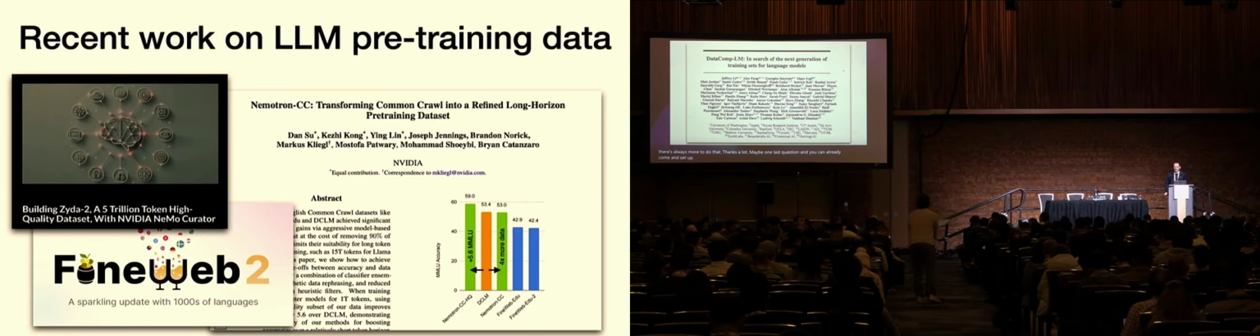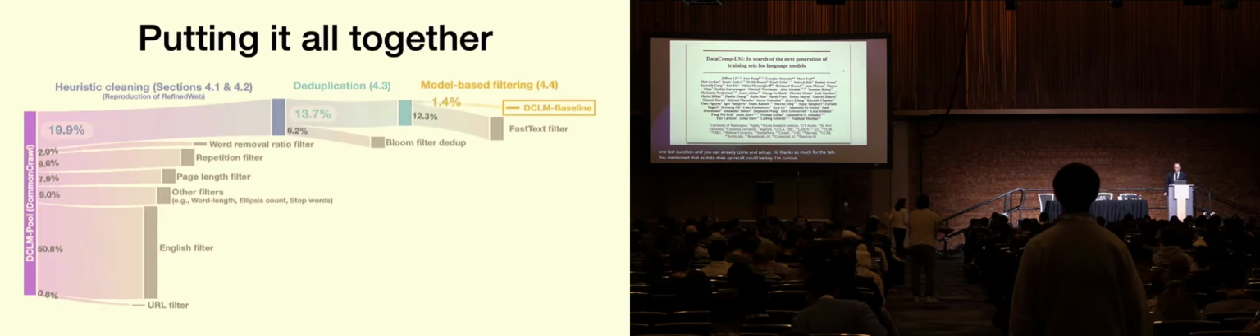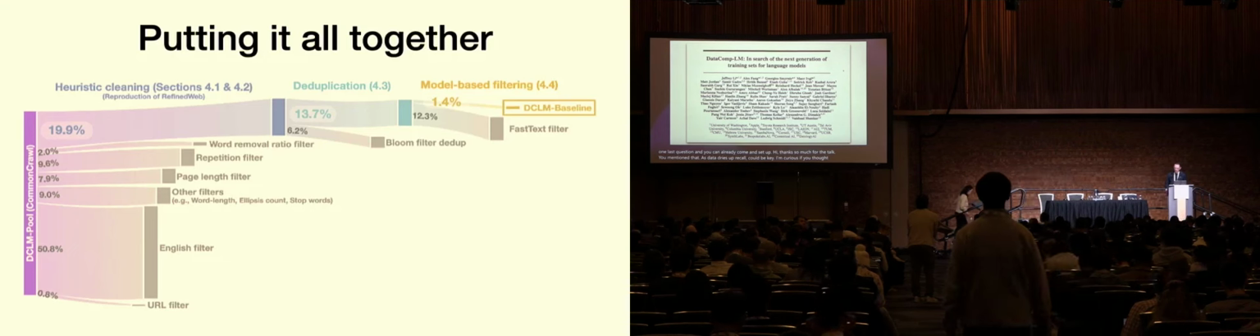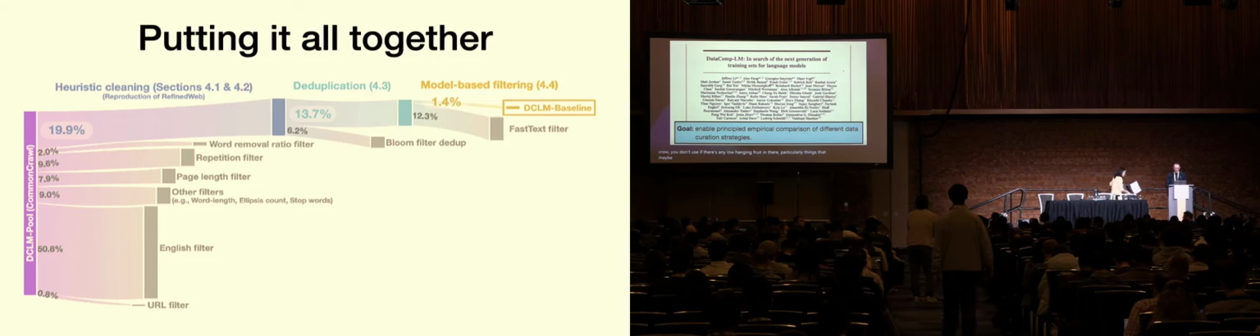Hi, thanks so much for the talk. You mentioned that as data dries up, recall could be key. I'm curious if you thought any of that 99% of Common Crawl you don't use, if there's any low-hanging fruit in there, particularly things that maybe heuristics prune out?